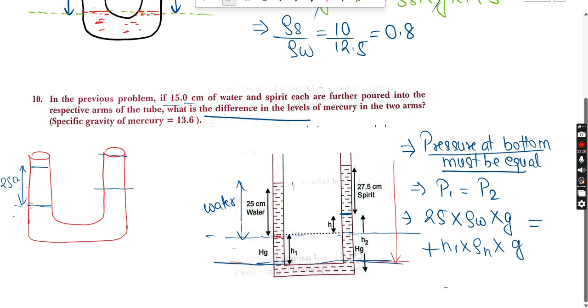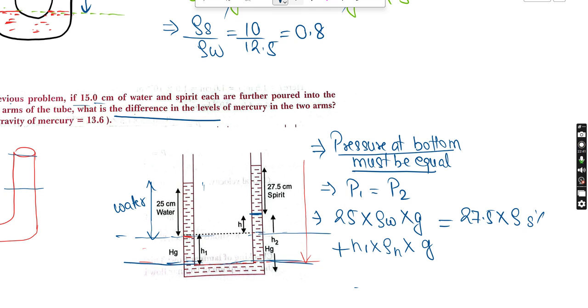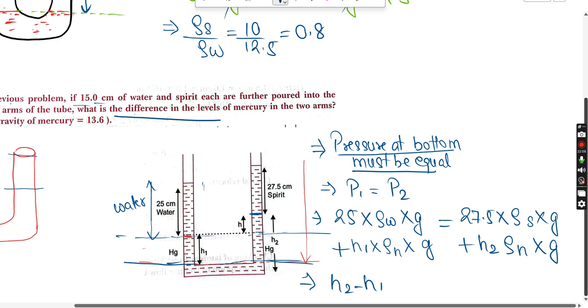So I have just a little bit of space left, so I'm just going to the right hand side. You can observe what I can write for the right hand side, right? Right hand side, you will see 27.5 into the density of the spirit, into g, plus again H2 will be coming, H2 into density of the mercury into again g comes, right? So basically our intention is to find H2 minus H1, because from there only we are going to see the height difference, right?